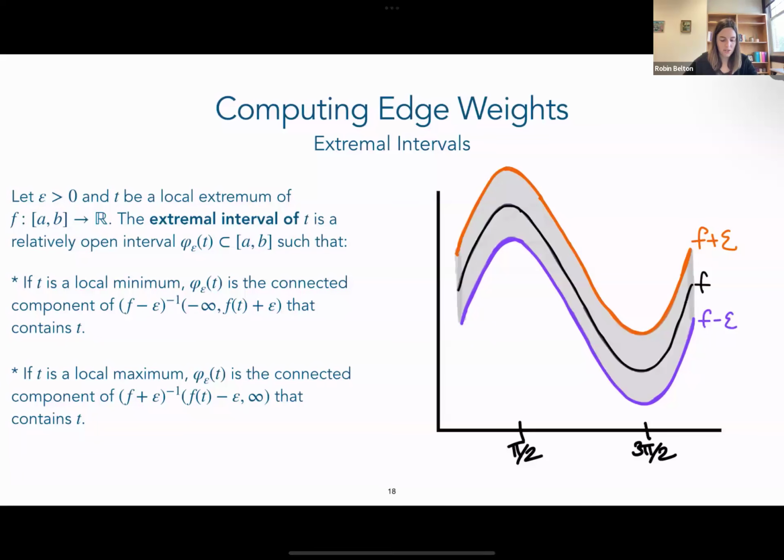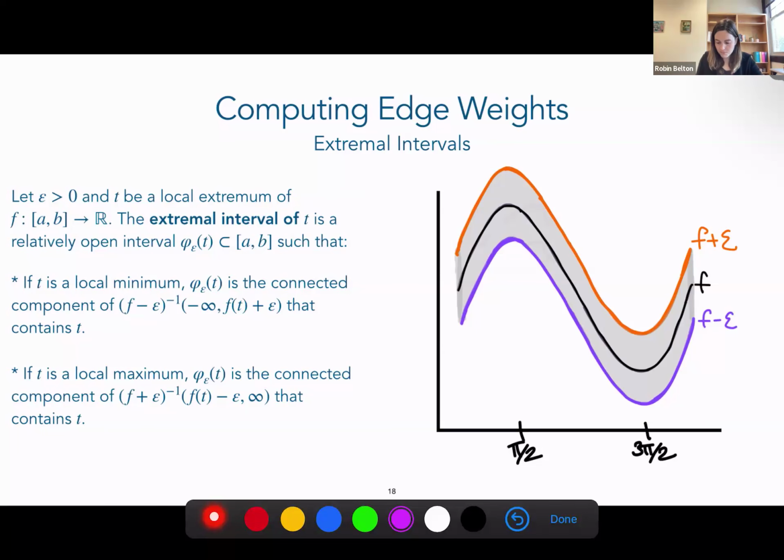And to do that, we use what are called these epsilon extremal intervals here. And I have the definition on the left, but it's best described by picture. So if we look at this, we fix this epsilon, and we look at this max at pi over 2, how we compute it is that we just go down by epsilon. We shoot out until we hit our f plus epsilon, and then we project this down to get our epsilon extremal interval, which we denote as phi epsilon of pi over 2.